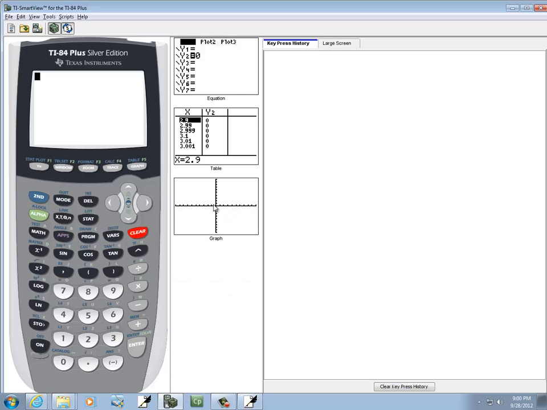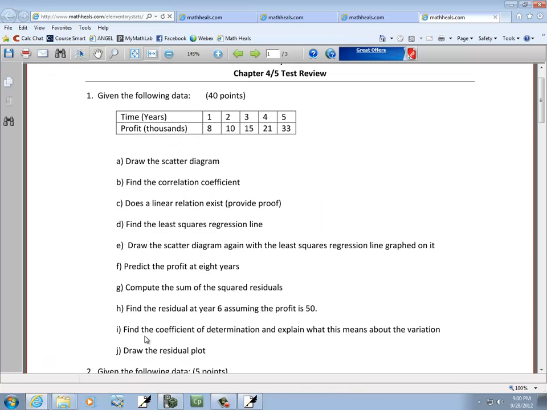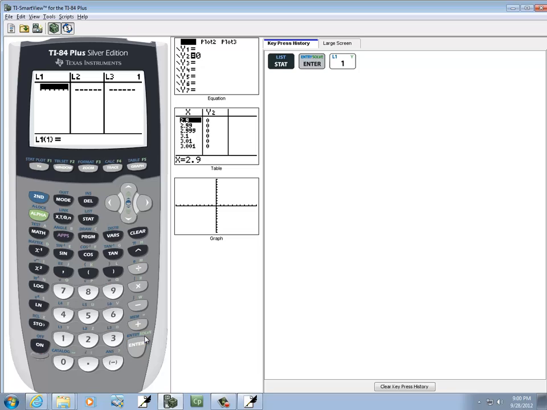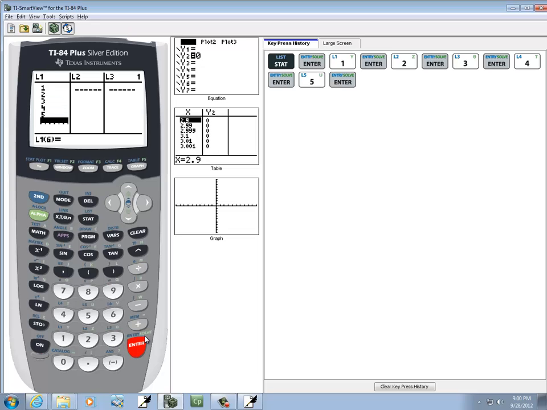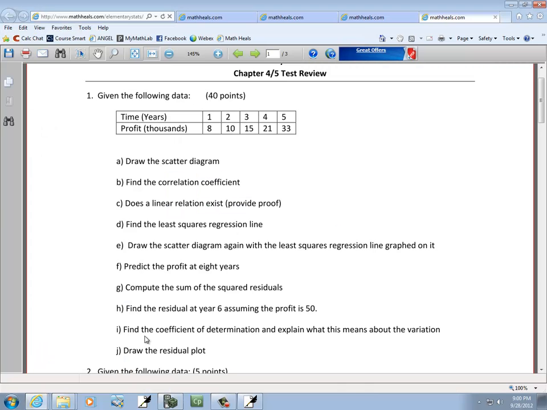So let's go over to our calculator, and we're going to input our numbers. So I'll do stat, enter on edit, and our x values we're going to put into L1, so 1 through 5. So 1 enter, 2 enter, 3 enter, 4 enter, 5 enter. Now I'll press my right arrow, go over to the L2, which is where we're going to put our y values, which is the profit.